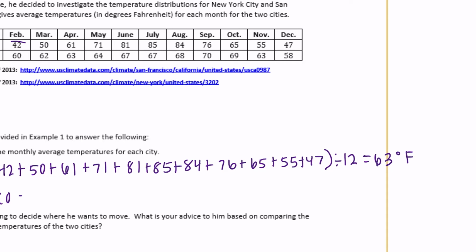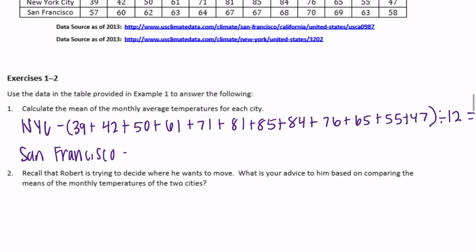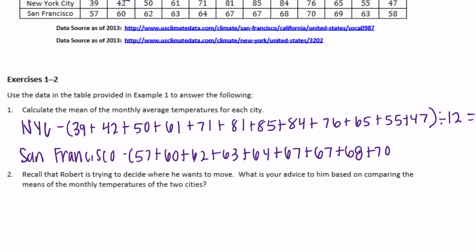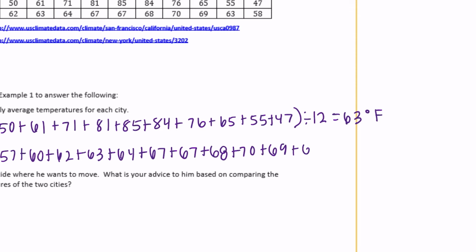So now let's do San Francisco. So San Francisco, we would have 57 plus 60 plus 62 plus 63 plus 64 plus 67 plus another 67 plus 68 plus 70 plus 69 plus 63 plus 58. And then again, we're going to divide all of that by 12.